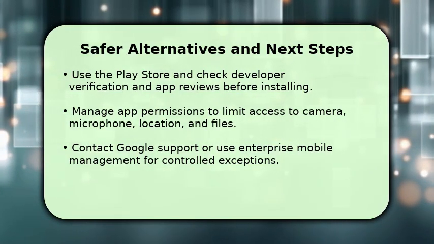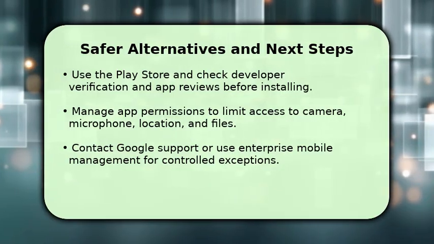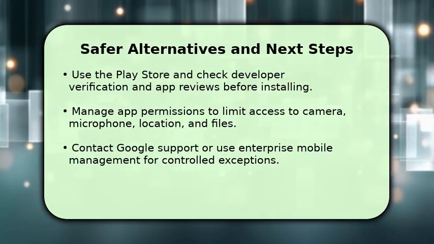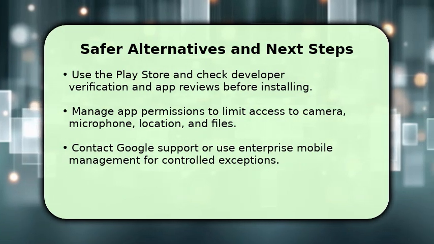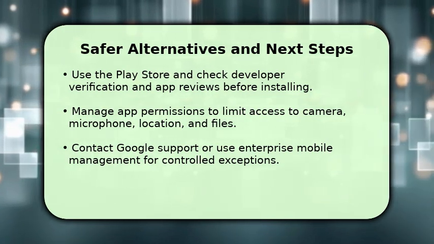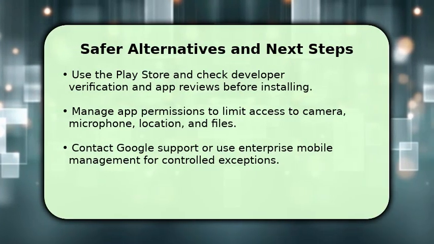Consider using Enterprise Mobile Management for controlled app exceptions if needed. Contact Google Support or your device maker for guidance before changing Play Protect settings. If you must use a third-party app, research it thoroughly and back up your data first.